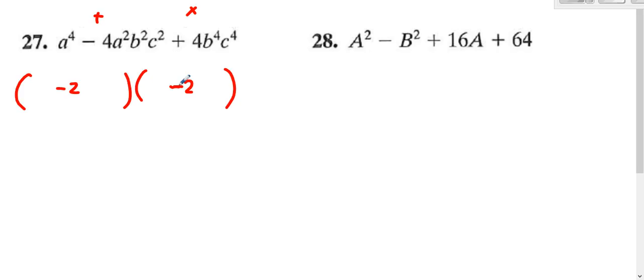Now it's the variable pieces that are going to be a little tricky. We have an a to the 4th in the front. We've got to split that between the two parentheses. So that means a squared in the front, because it was in the front. And then the b to the 4th, c to the 4th, we have to split that in the back. So when you split it, that's going to be a b squared and a c squared in both of the backs.